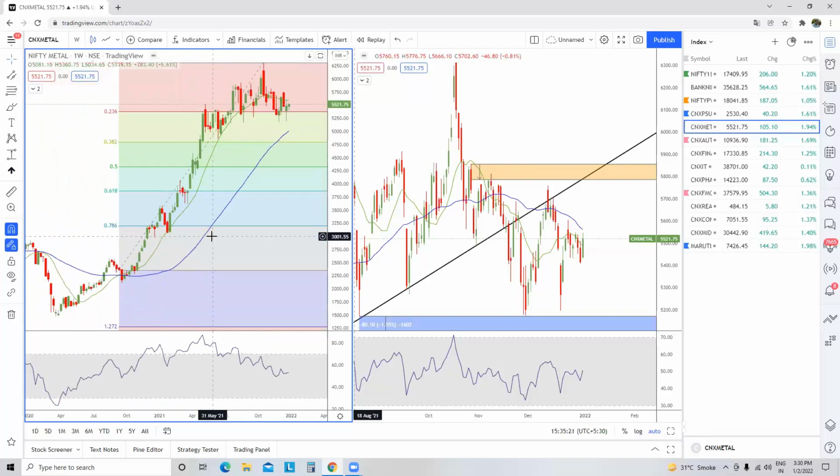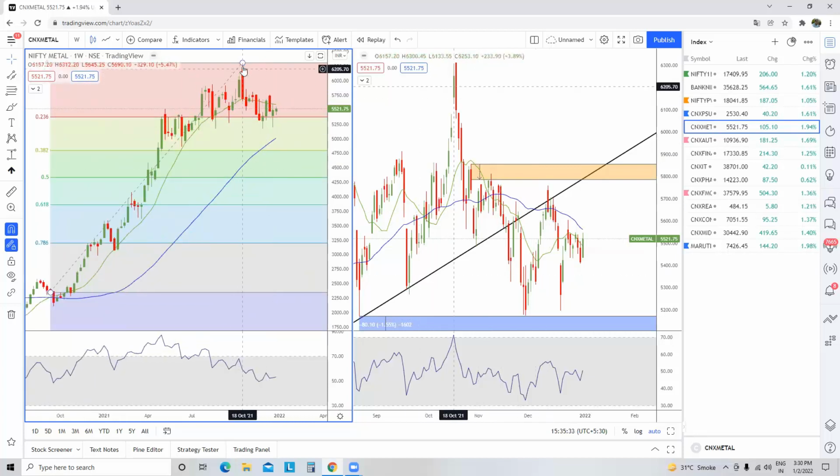If you look at the weekly time frame, what is happening is the metal pack is just wasting its time. It's just time correction rather than a price correction. Yes, I do agree that the prices have come down from this higher level to this level of 5370. But if you can see, the 23.6% Fibonacci retracement is acting like a very, very strong support for the bulls.